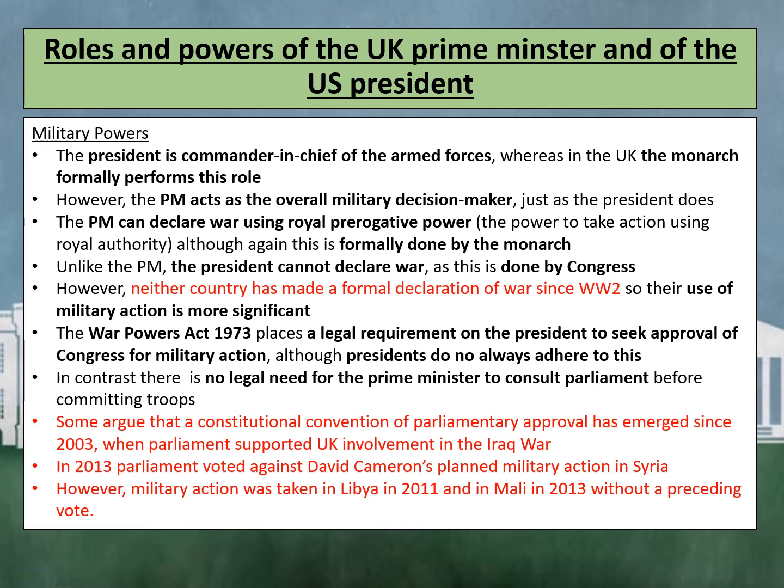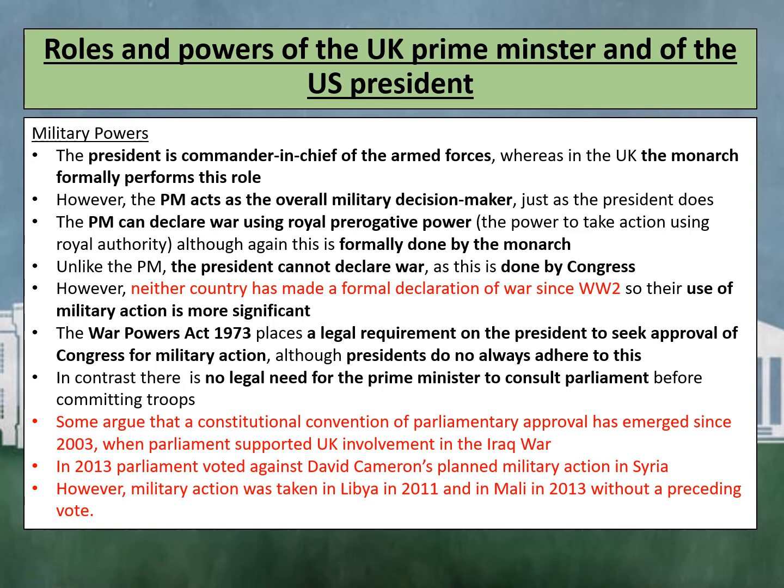Finally, as part of the roles and powers of the UK Prime Minister and President, we have military powers. The President is Commander-in-Chief of the Armed Forces, whereas in the UK the monarch formally performs this role. However, the PM acts as the overall military decision-maker, just as the President does. The PM can declare war using royal prerogative power, the power to take action using royal authority, although again this is formally done by the monarch. Unlike the PM, the President cannot declare war, as this is done by Congress.